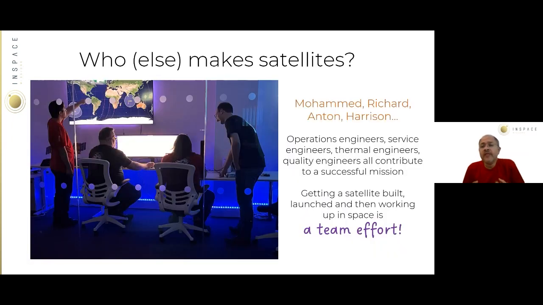These are just a few of the engineers that you've seen who work in my company. Here you have Mohammed, Richard, Anton, and Harrison, who are operations engineers who talk to the satellite every day while it's in space, or who are systems engineers or quality engineers. And I want to make you understand that it takes a lot of people working together as a team to build a satellite and to make sure that it's working correctly when it is far away from you in space.